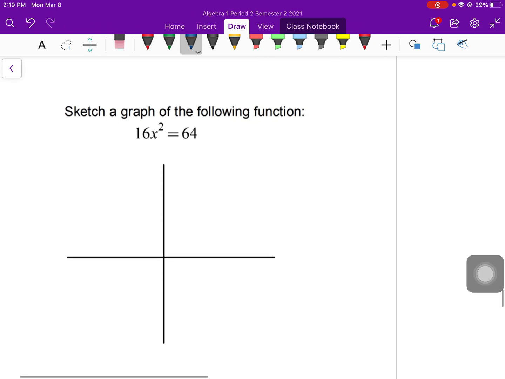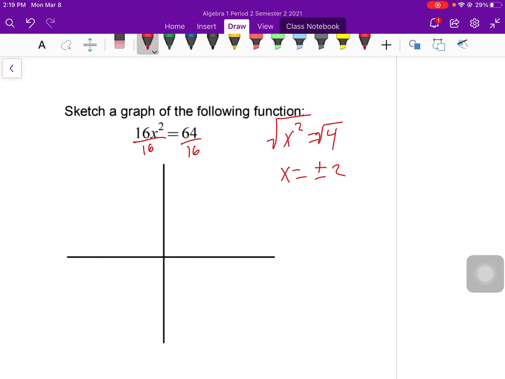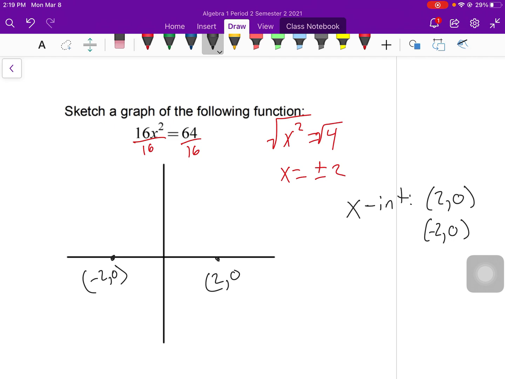All right, sketch a graph of this one. Well, I'm just going to start off by dividing both sides by 16. Give me x squared is equal to 4. So x is equal to plus or minus 2. So I have my x-intercepts as 2, 0 and negative 2, 0. So I'll say negative 2, 0 is right there, and 2, 0 is right there.